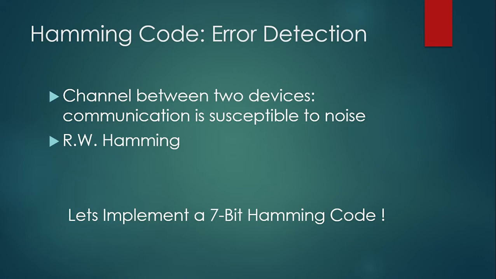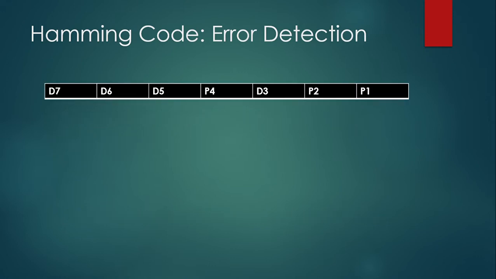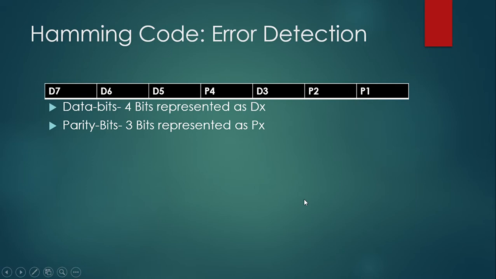So let's start right away. We have this template over here, and I have assigned D7, D6, D5, P4, D3, P2, P1. What do these represent? P1, P2, P4 represent the parity bits, and D7, D6, D5, D3 represent the data bits, and the integer to the right of every string is the index of that particular box. By counting these, you may see I have a 4-bit data word and 3 parity bits.